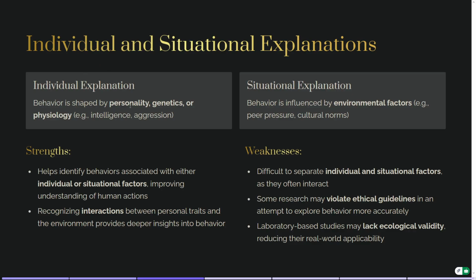Now, individual explanation believes that behavior is shaped by personality, genetics, or physiology, that is, intelligence or aggression level. So this basically believes that individual behavior is shaped by something about that person. I've seen a lot of questions around this.